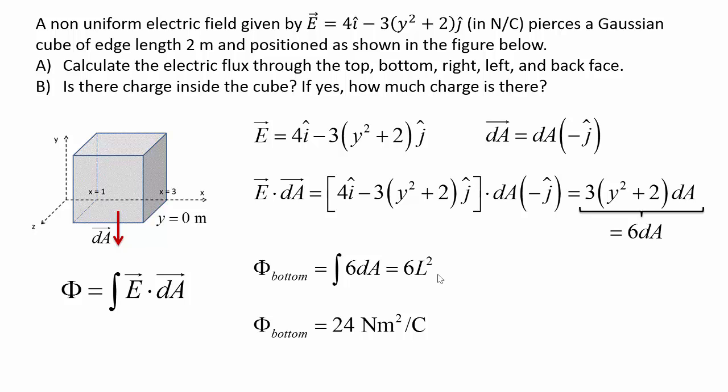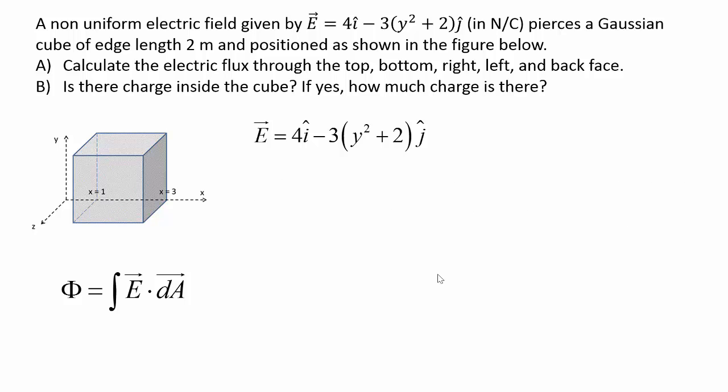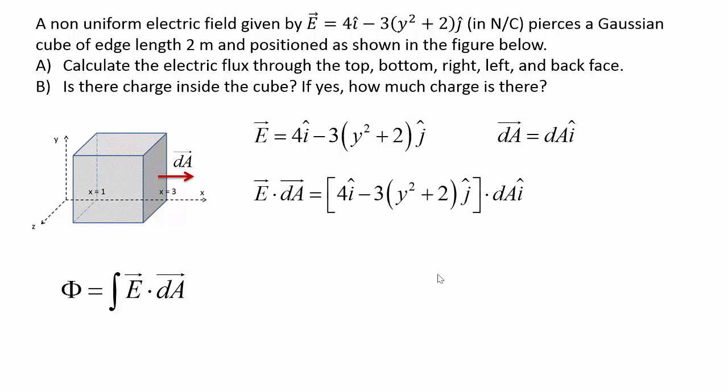How about if we find now the flux through the right surface? Well, in this case, the area vector will be oriented perpendicular to the surface and away from it, which means that the area vector can be written as its magnitude multiplied by the unit vector i, because the area vector is along the x-axis. Again, we take the dot product between the electric field and the area vector.